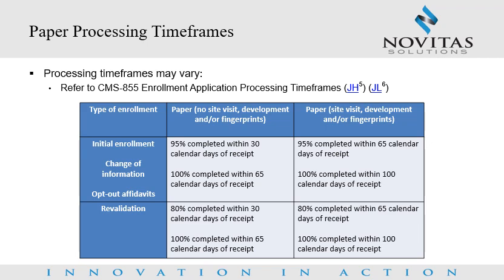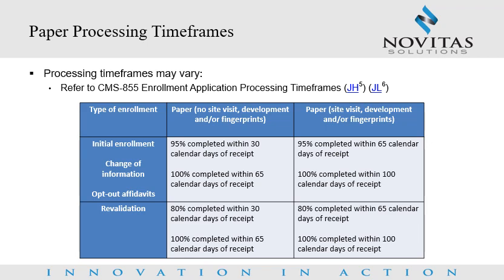For paper initial enrollment, change of information, and opt-out affidavits that do require a site visit, development, and/or fingerprints, 95% are completed within 65 calendar days of receipt, and 100% are completed within 100 calendar days of receipt.